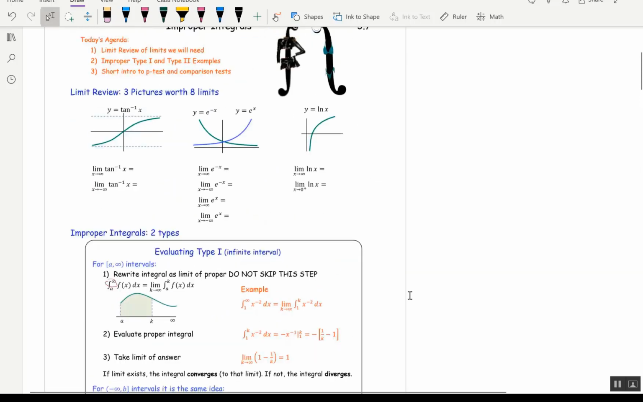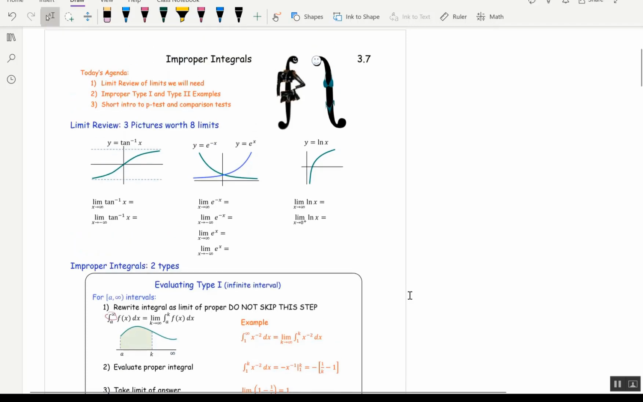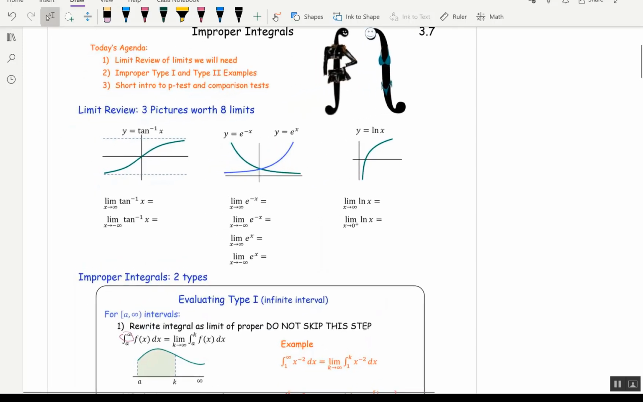Before we do that, I just want to go over some limits with you that you'll need. And I think just remembering these three pictures up here will help you a lot. These are common limits that come up when you're doing improper integrals. The first one involves tangent inverse. Tangent inverse has two horizontal asymptotes. The top one is at pi over 2.